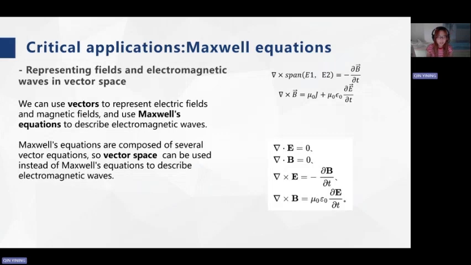Now, let me introduce the Maxwell equations, which is one of the critical applications, which are representing fields in electromagnetic waves in vector space. So we can use vectors to represent electric fields and magnetic fields, and use Maxwell's equations to describe electromagnetic waves. We can see the formula on the upper right side. Maxwell's equations are composed of several vector equations, so vector space can also be used to describe electromagnetic waves. We can also see the equations on the lower side of the page.